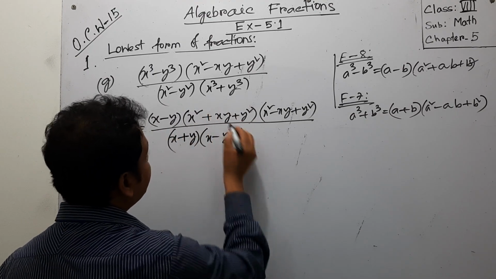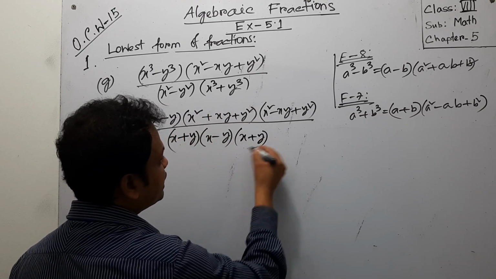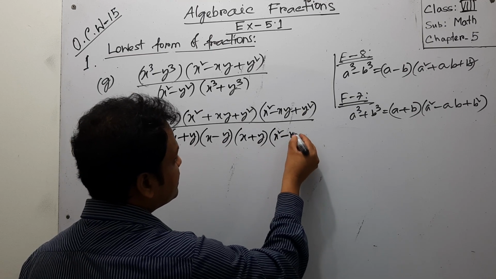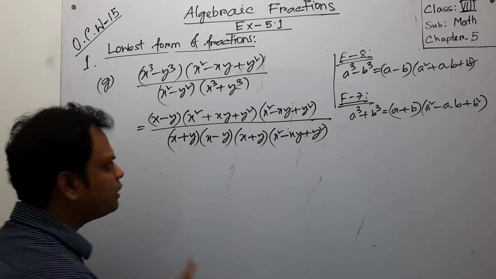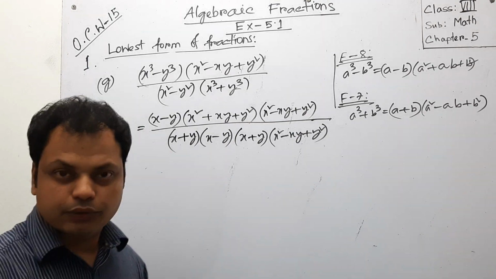So what will be? a is x, b is y, a plus b into a square minus ab plus b square. So we have got all the factors.